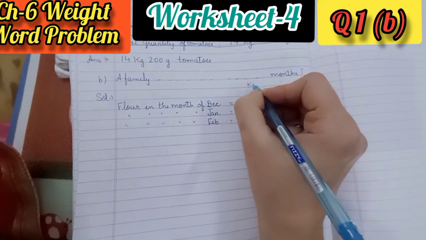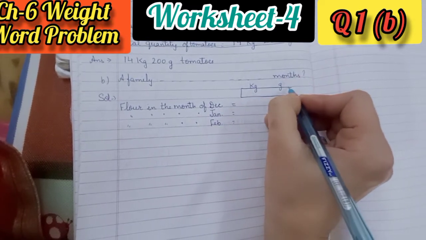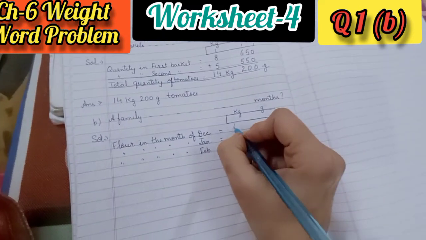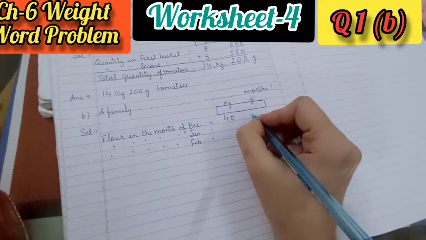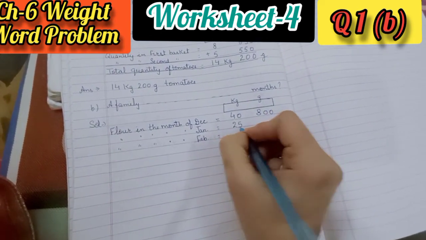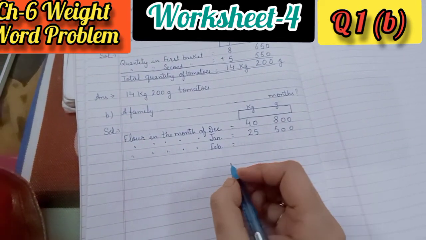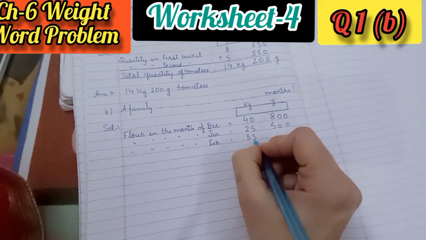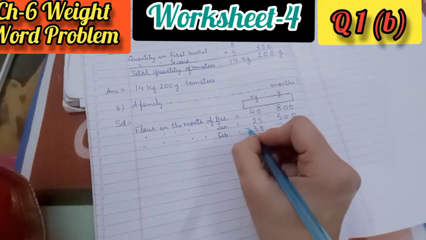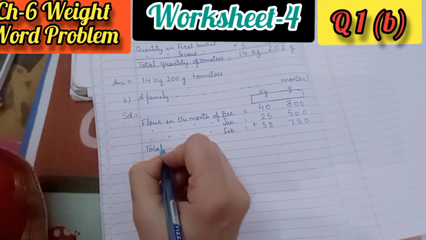So again you will take the 2 columns and the carry box, because we know here we have to add it. In the month of December we have 40 kilogram and 800 gram. In the month of January 25 kilogram and 500 gram. In the month of February 38 kilogram and 750 gram. So we need to add here, and we have to find total consumption of flour.